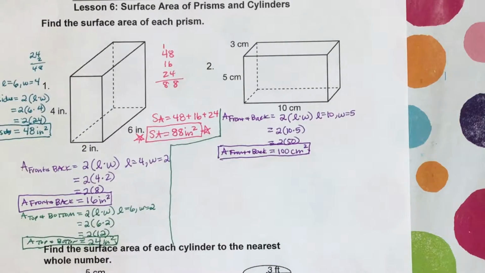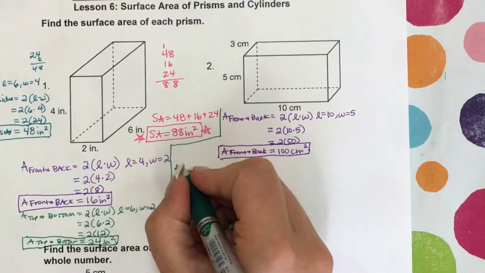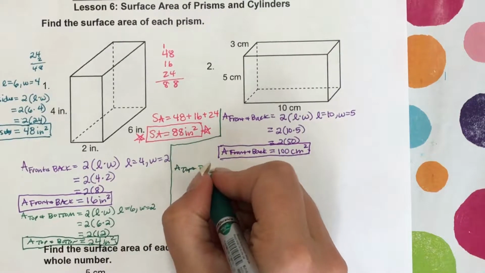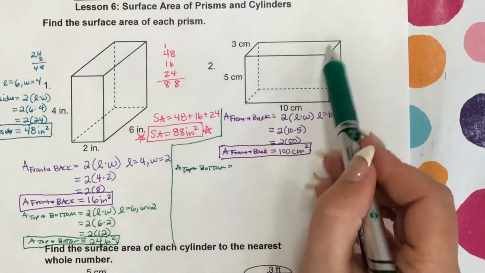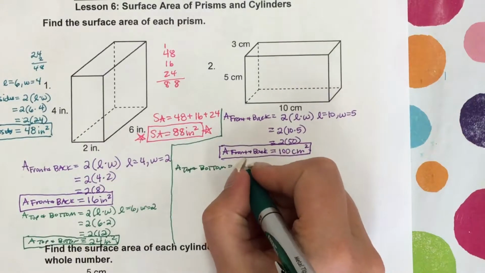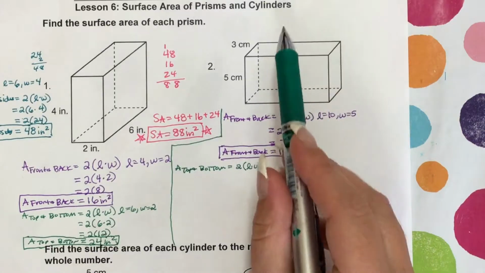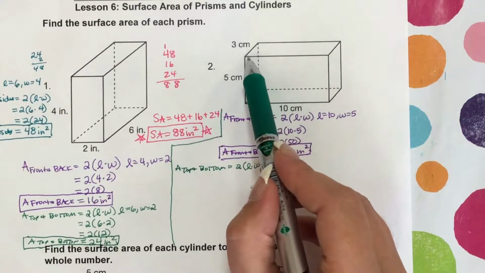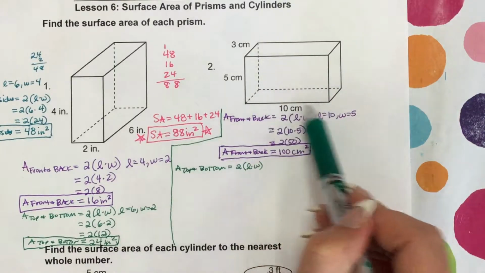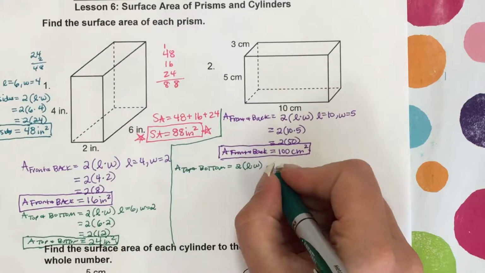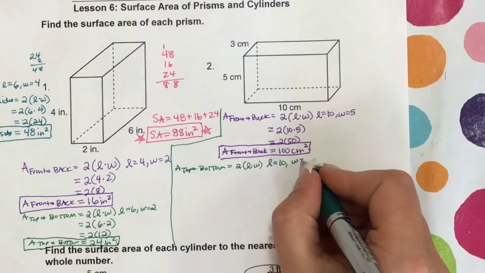Perfect. Let's go to the top and the bottom. The area of the top and bottom equals, there's 2 of them, the top and the bottom are exactly the same dimension, so it's going to be 2 times length times width. I'm going to define my variables. For the top, the length of that is the same as right here, so that's 10. So L equals 10, and then the width is going to be right here, which is 3.